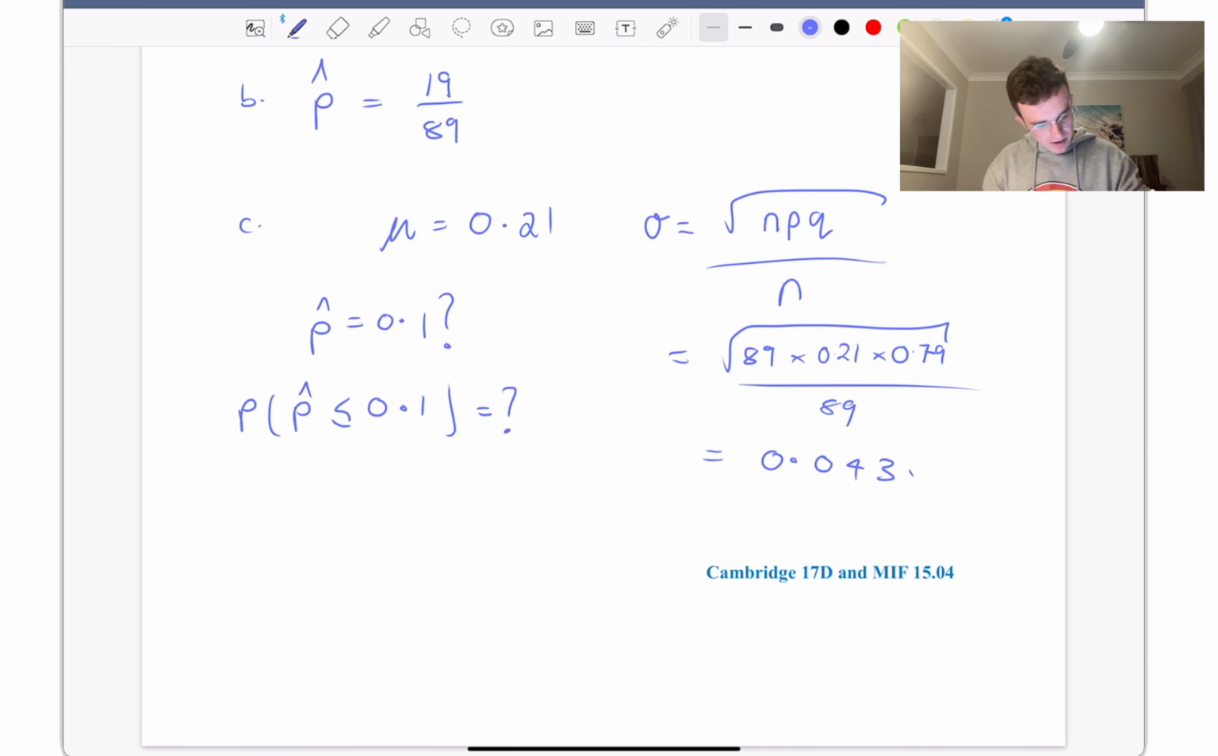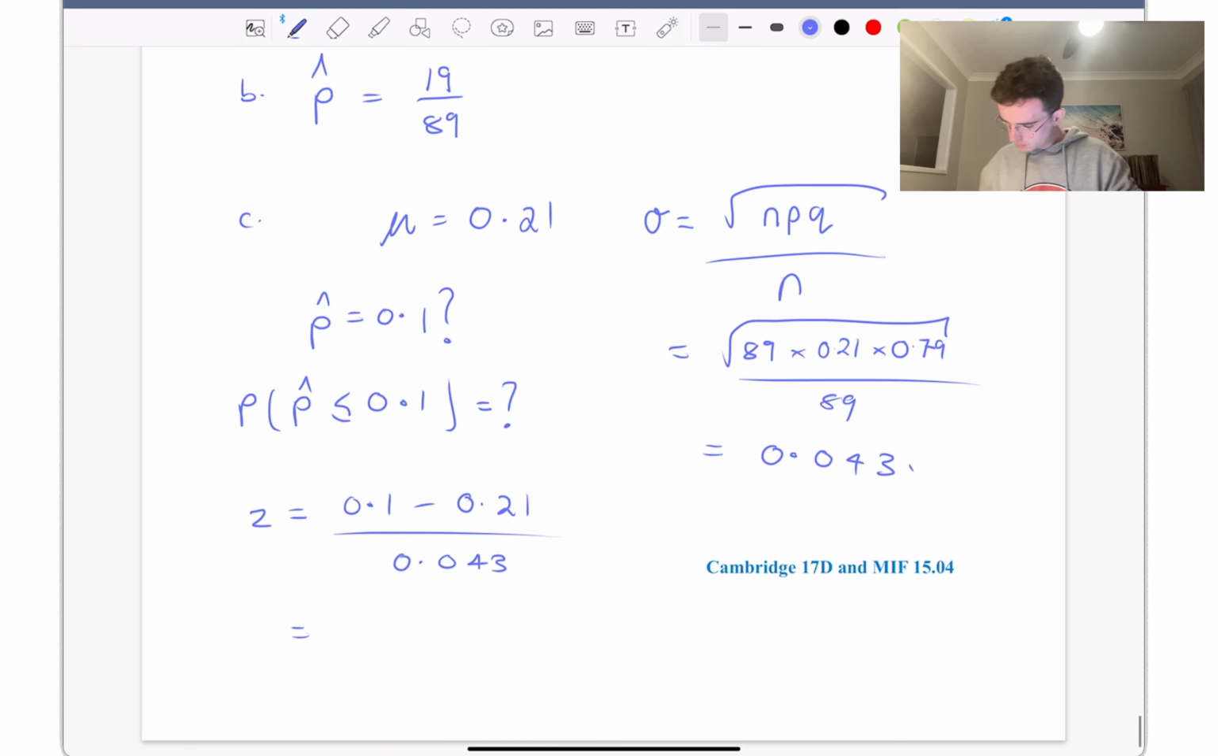So to do that, we need to find a Z-score. We're going to transform this into a Z-score question. So Z is equal to our goal 0.1 minus the mean of 0.21 over the standard deviation of 0.043, which is minus 2.55.